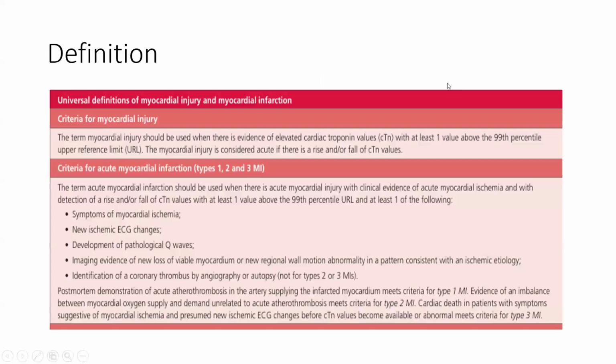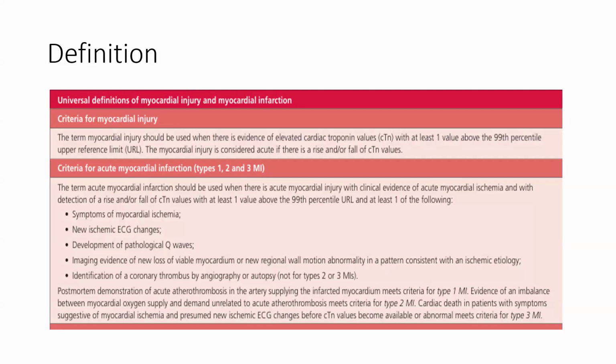So, the criteria for myocardial injury. The term myocardial injury should be used when there is evidence of elevated cardiac troponin values with at least one value above the 99th percentile upper reference limit. The myocardial injury is considered acute if there is a rise or fall of the cardiac troponin values.